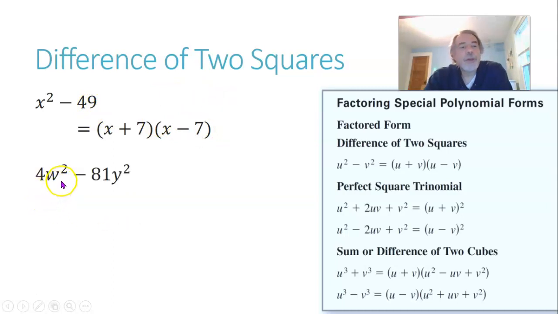What about 4w squared minus 81y squared? That's another difference of two squares. These are both perfect squares. What do you have to square to get 4w squared? 2w. What do you have to square to get 81y squared? 9y. And so the factored form is 2w plus 9y times 2w minus 9y.